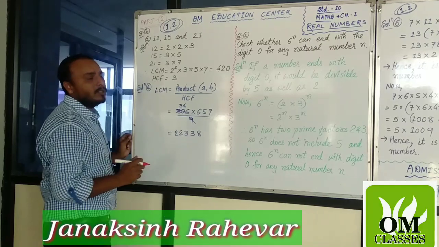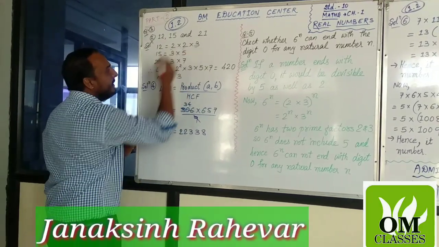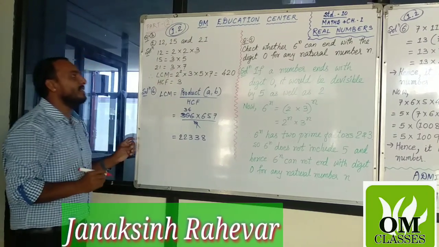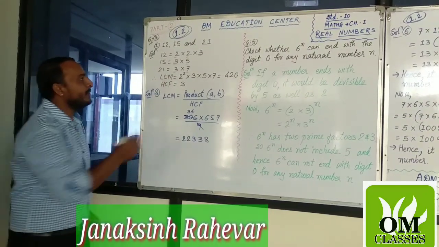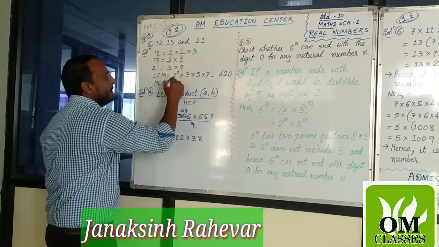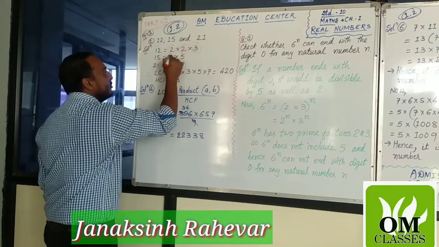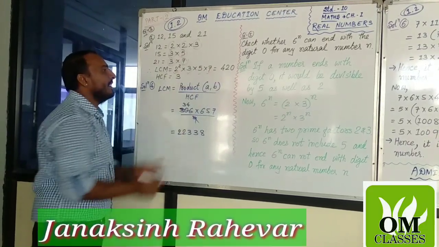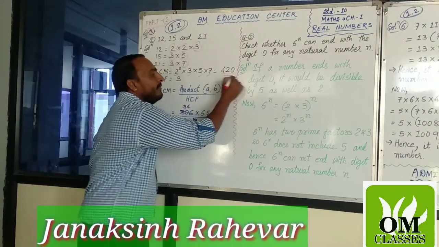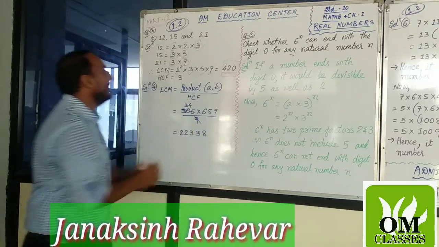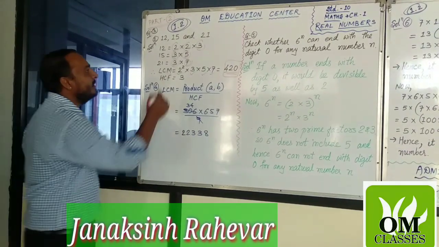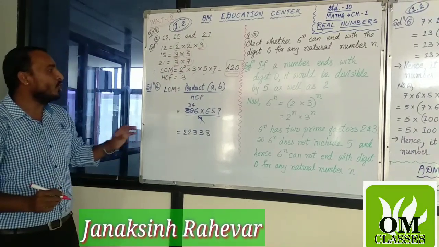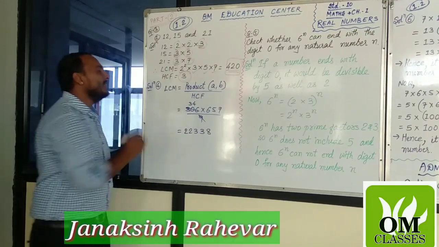So what are the factors of 12? 2 times 2 times 3 is 12. 15 is 3 times 5, and 21 is 3 times 7. So when you have to find the LCM, 2 into 2 means 2 square, then 3 is common, so 3, then 5, and then 7. So your LCM is 420. Then HCF means you have to find the highest common factor. Only 3 is the single factor which is common. So your HCF is 3.